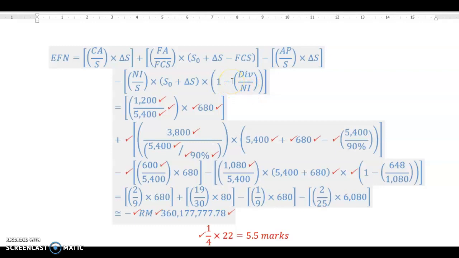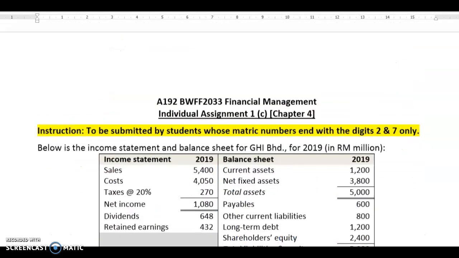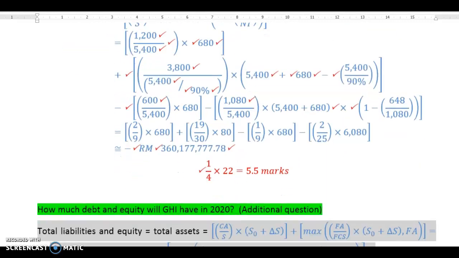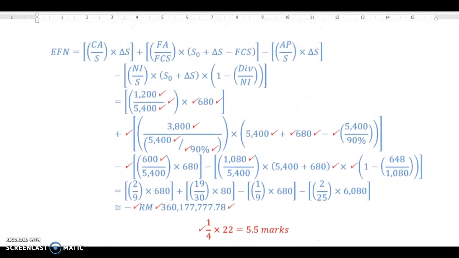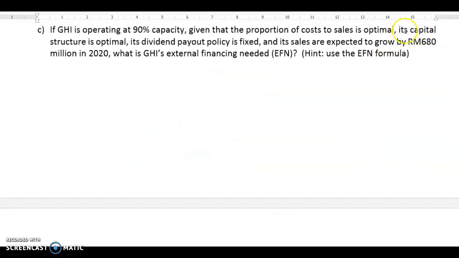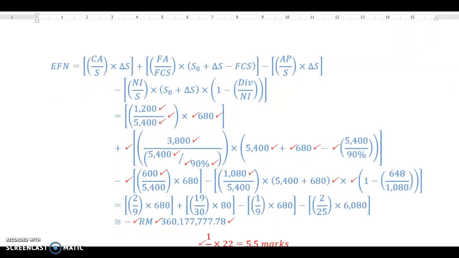Alright, now we replace the alphabets in this formula with the numbers. Now current assets is 1,200. You can go back and look at this here, 1,200, divided by sales: 1,200 divided by 5,400, the current level of sales, multiplied by 680. Notice this is the change in sales, which was provided directly here, 680 million. These are all in millions. So that's the first component.